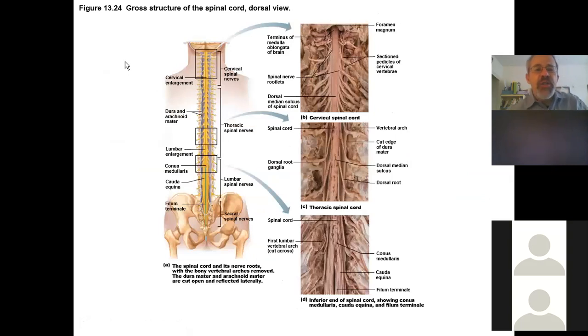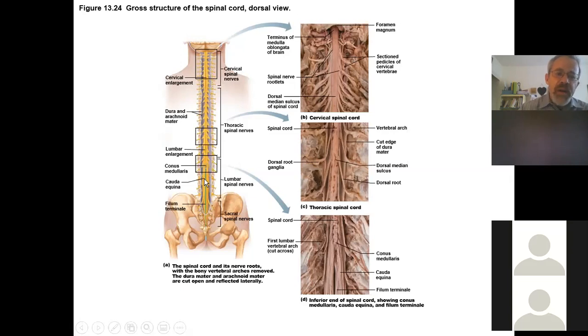This is just another view, an actual picture of the spinal cord, and you can see cervical, thoracic, different regions. I wanted to point out one other little area of the spinal cord that's important. So here we've got the cervical enlargement. Here we've got the narrow spinal cord. And here we've got the lumbar or the lumbosacral enlargement, conus medullaris.